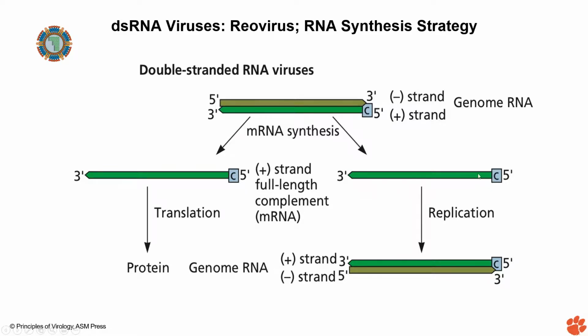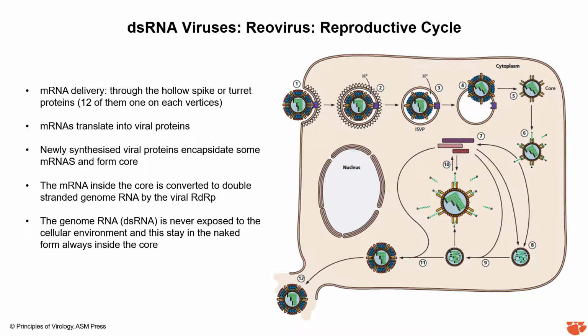Once they make this one, this is packaged into the virion, and inside the virion, the RNA-dependent RNA polymerase is going to make the complementary minus strand on top of this plus strand, and it becomes the double-stranded RNA. So this is your transcription or the mRNA synthesis. This is your replication of the genome. We are going to see this scheme everywhere. So here, the overview of the reproductive cycle.